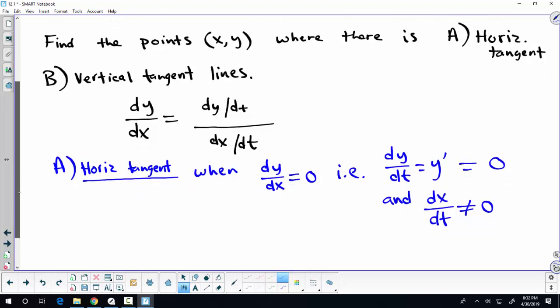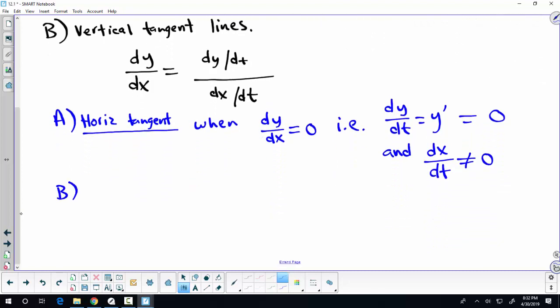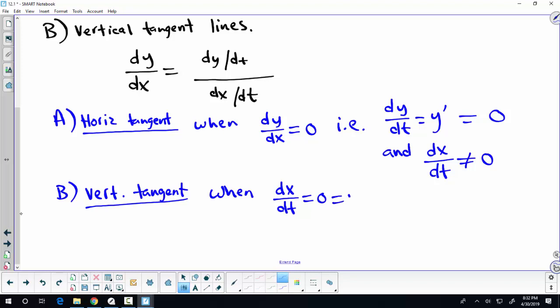How about our vertical tangent? The opposite. So whenever the denominator dx over dt is 0, our derivative becomes undefined. We got a vertical tangent and the derivative is undefined. So in that formula it said this is your derivative except when x prime is equal to 0, because when x prime is equal to 0 you have an undefined tangent line. It's vertical. And dy over dt cannot be 0.